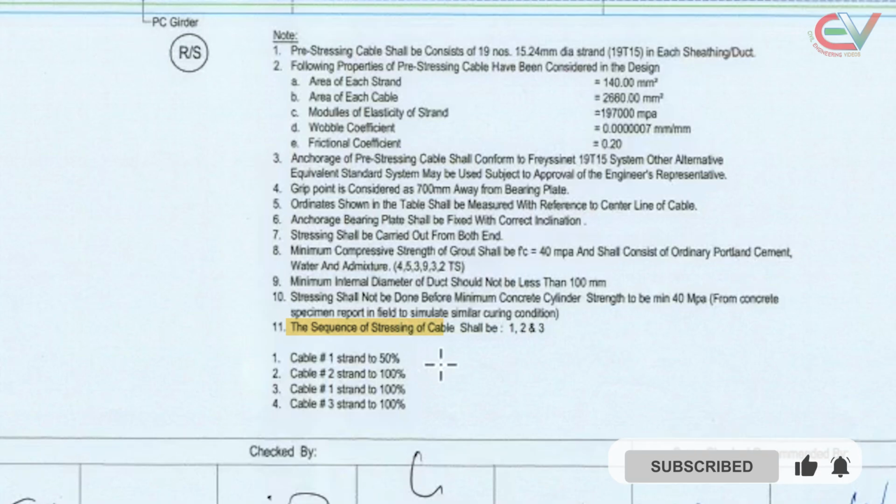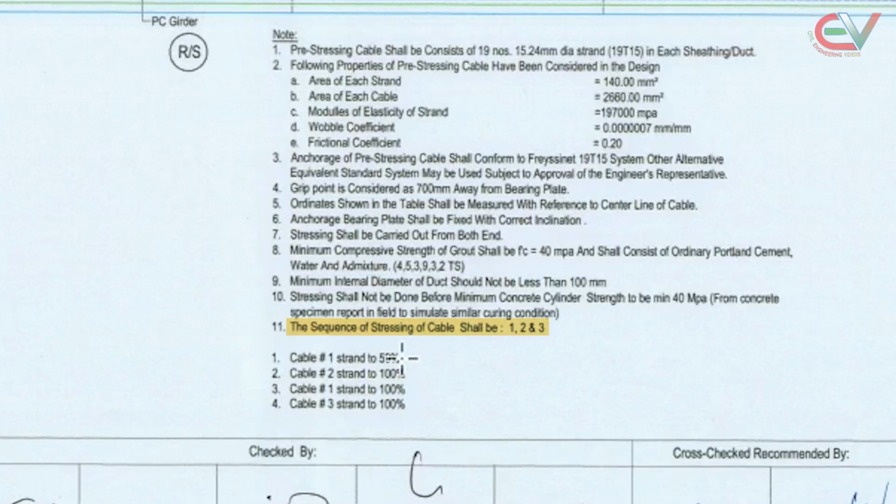Now from the drawing, the sequence of stressing of cable 1, 2 and 3 is: for cable number 1, 50% of stressing. Then cable number 2, 100% stressing. Then again cable number 1, it is 100%. And finally cable number 3, it is 100%. So for cable 1, we need double stroke. Initially stressing 50%, and after completing second cable, we need another 50% stressing.